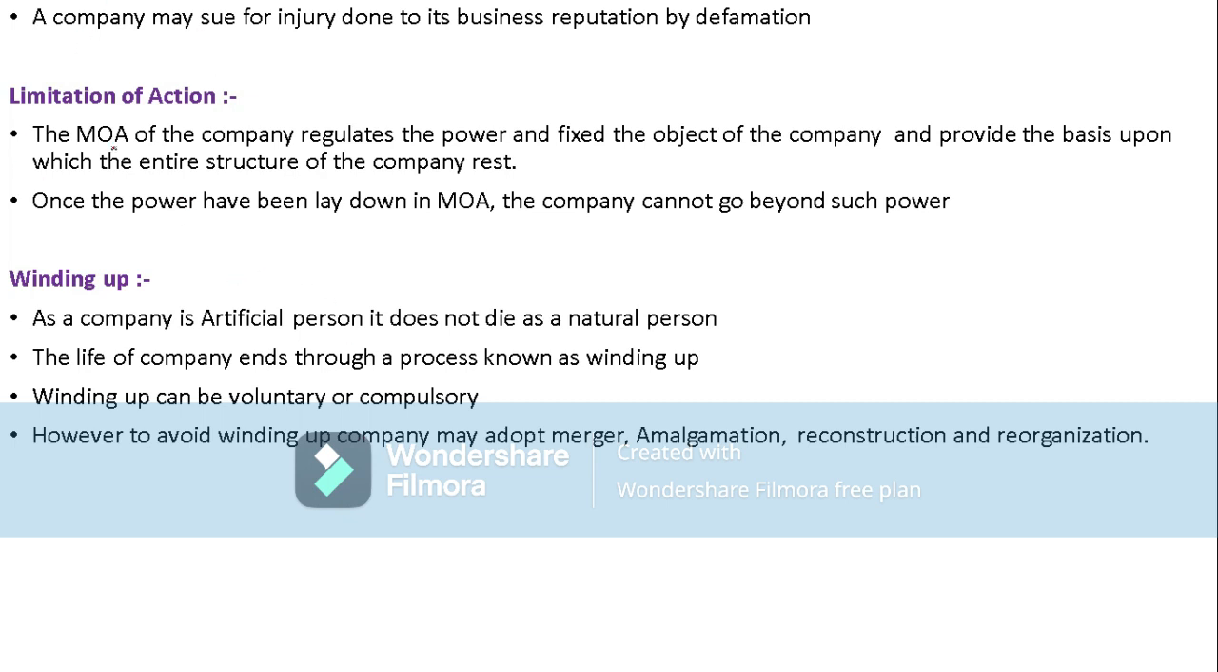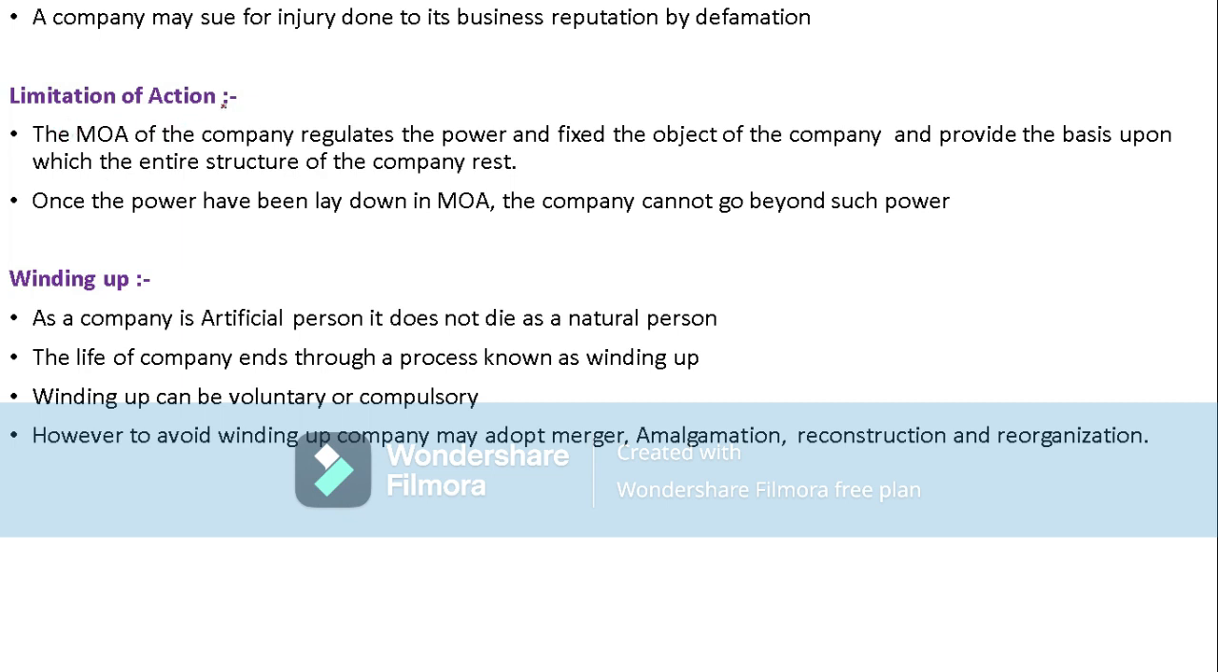Now coming to limitation of action. What does limitation of action mean? For example, if a company wants to make any changes in the organization, in the business, or any changes regarding the administration or any other contracts, it may not be able to change the company aspects. That is known as limitation of action. It cannot modify certain aspects.